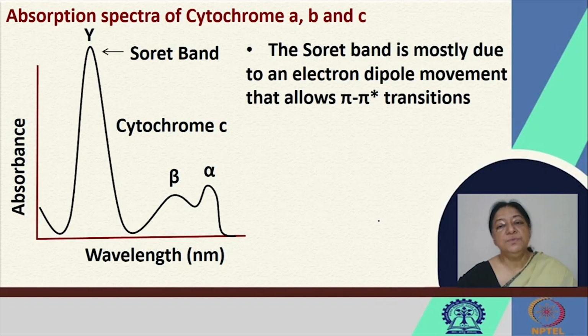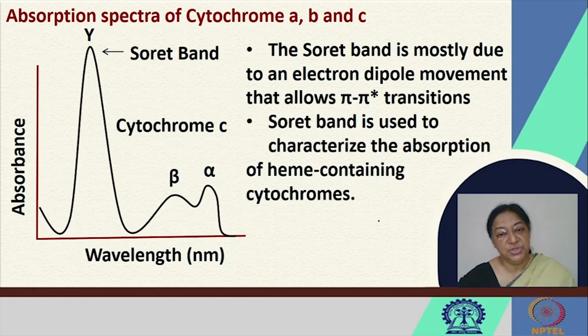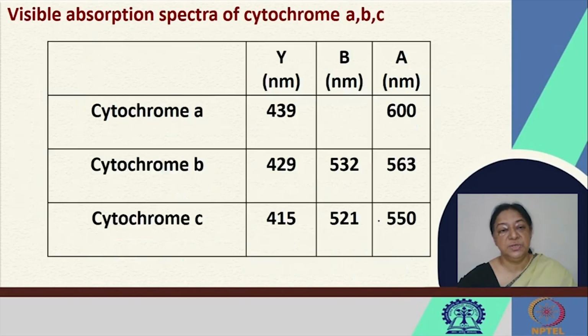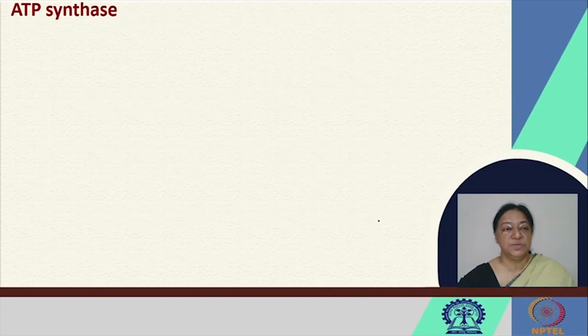The Soret band is mostly due to an electron dipole movement that permits pi-pi star transitions, and it is used to characterize the absorption of heme containing cytochromes. And the alpha peak distinctly varies with the specific reduced cytochrome species. So if we look at the different types, we have the Soret band, the beta and the alpha, and these are the absorption spectra that are observed for the specific types of cytochromes.